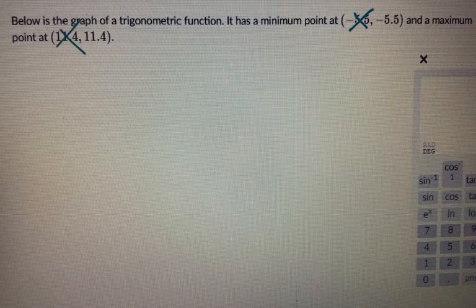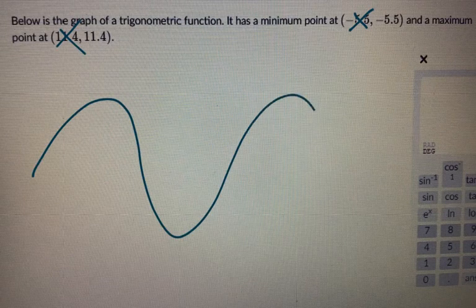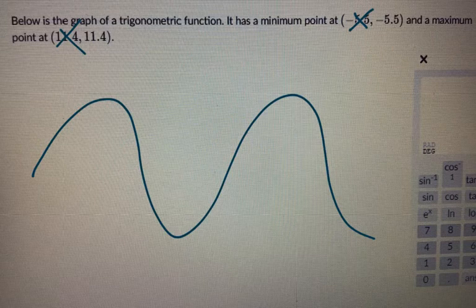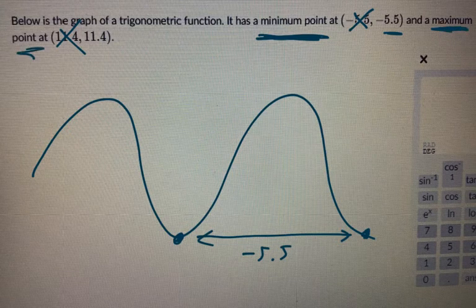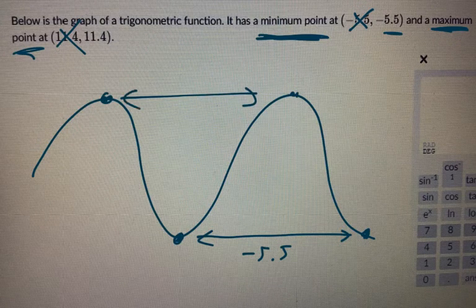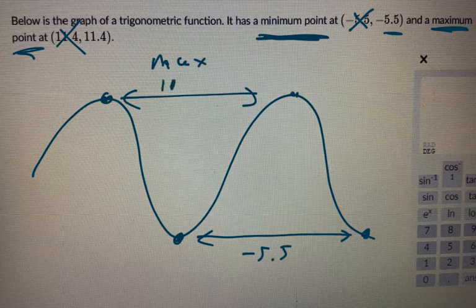We're not given the graph, but we could do a sketch, can't we? Here's our wave. What do they tell us right here is the minimum value, which would be here and right here. These minimum values will be the same height, guys, in a wave. It's at negative 5.5. And if you look carefully, they're telling us the maximum value here and here. These are maximum values, guys. The max values are at 11.4.